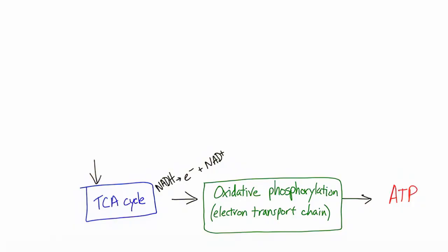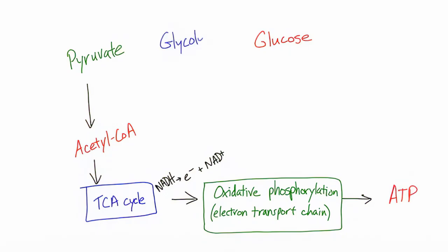Working backwards one more time. What do we need in order to keep the TCA cycle going? Acetyl-CoA. So as long as we have a steady supply of acetyl-CoA to drop into the TCA cycle, we can keep making NADH to feed the electron transport chain and make ATP. And acetyl-CoA comes from the decarboxylation of pyruvate. And pyruvate is generated from glucose through the process known as glycolysis. So that's going to be our focus for the rest of this video.